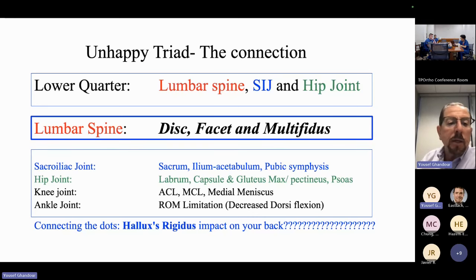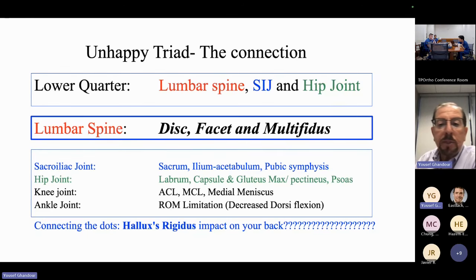And there's the relationship between the sacroiliac joint, the ilium, and the pubic symphysis, because the sacrum and the ilium are closely related. And since the acetabulum is attached to the ilium, and is part of the ilium, any rotation of the ilium due to an SI component will impact the hip joint as well as the pubic symphysis. For the hip joint, we look at the labrum, the capsule, the gluteus maximus, and the pectineus, which are very closely related to the hip joint, of course, and the psoas muscle.